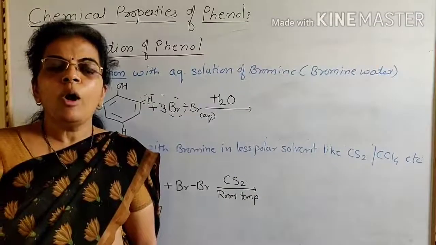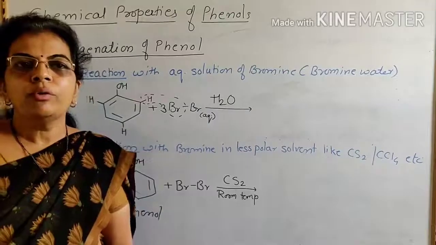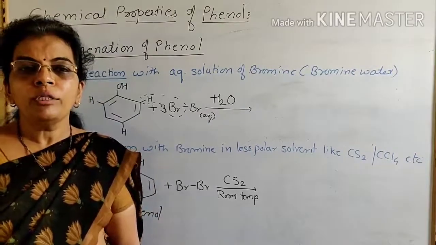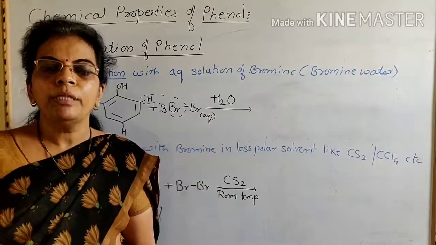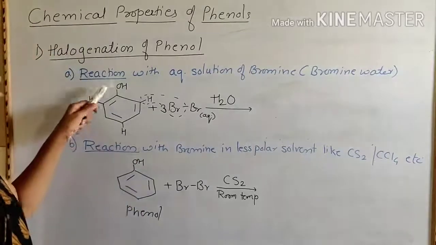We have completed all chemical properties of alcohols. Now we are going to see chemical properties of phenols. Here, phenols are more reactive than the benzene ring, since in phenol there is presence of an OH group.